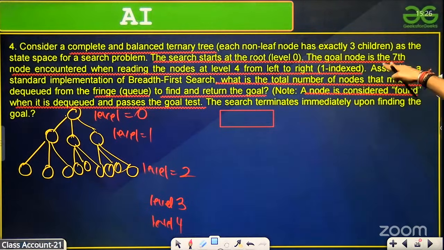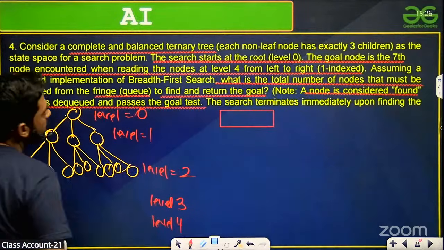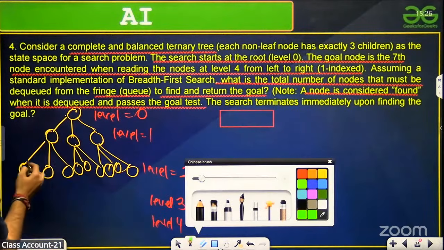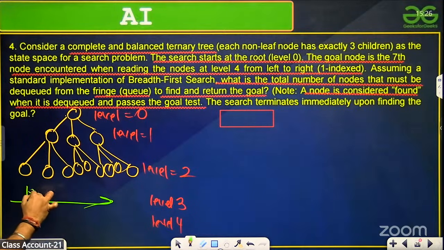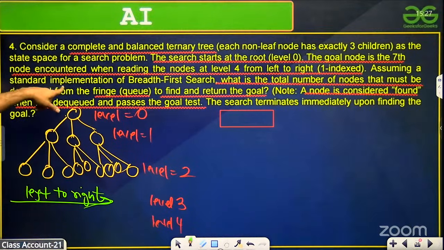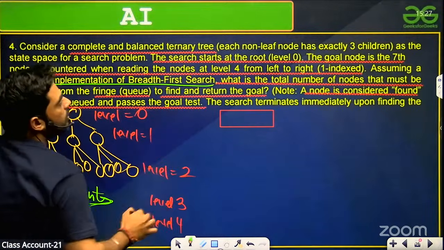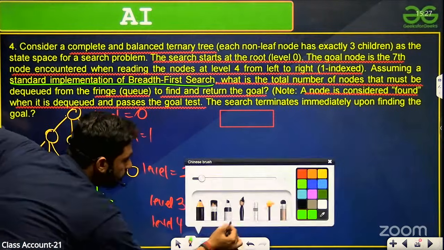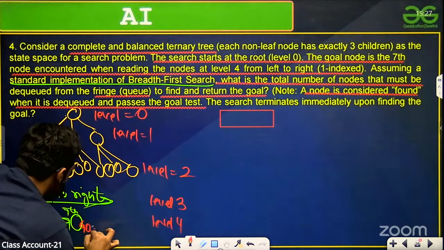The goal node is the seventh node encountered when reading the nodes at level 4 from left to right. So what is the standard exploration direction that I have to use? I have to use left to right, and I have to use standard BFS for this. So what is the total number of nodes, and where is the goal node? The goal node is the seventh node at level 4 from left to right.